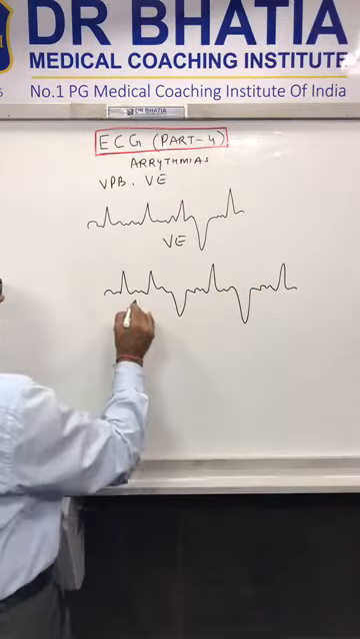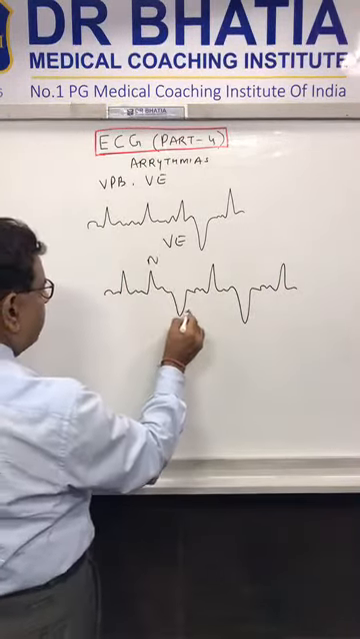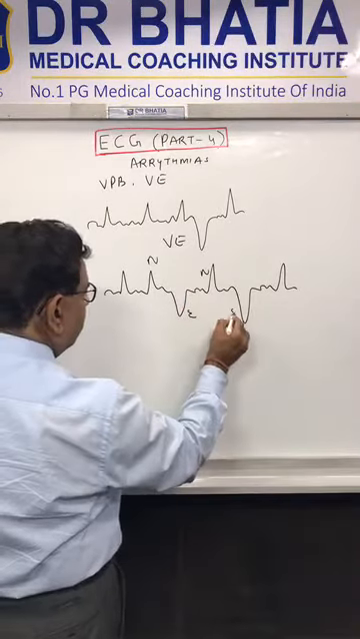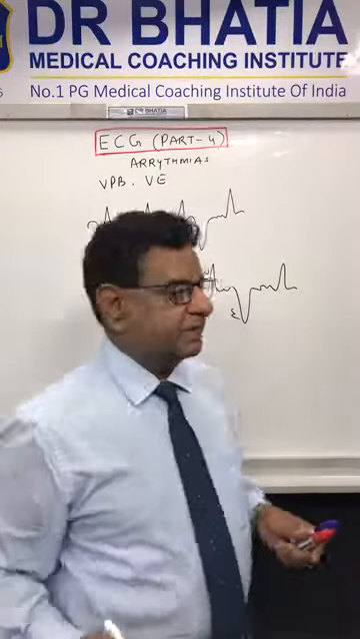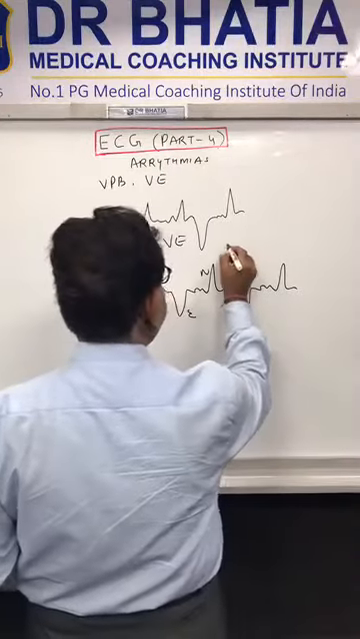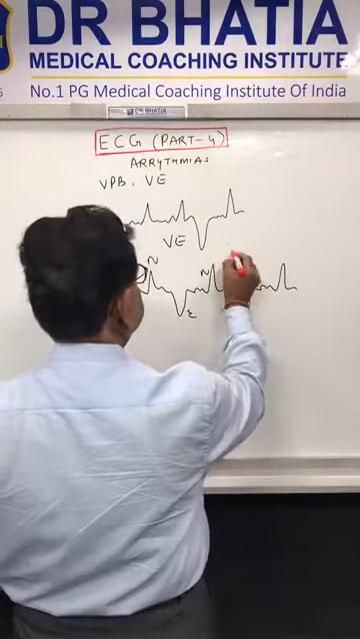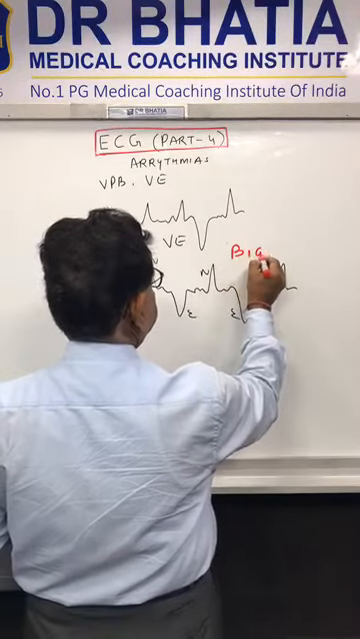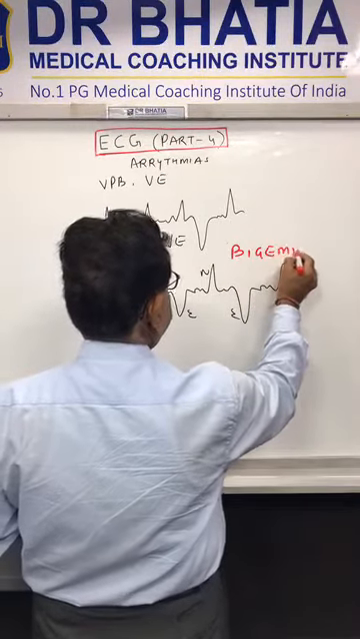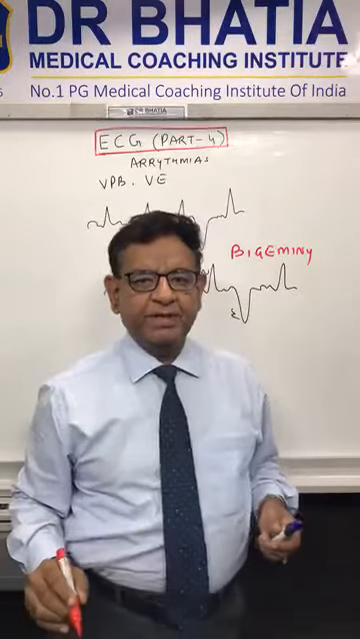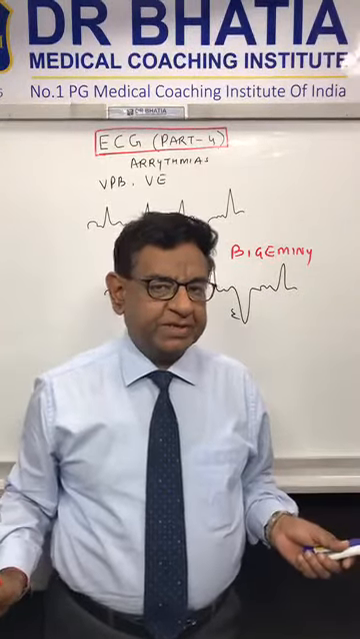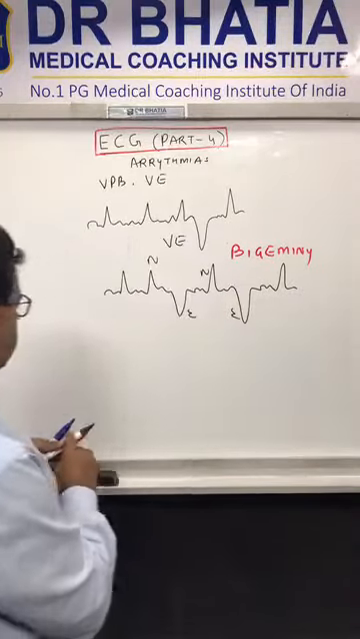Suppose we get like this. That means we are getting one normal, one ectopic, one normal, one ectopic. If we get like this, that is bigeminy. It is classically seen in digoxin therapy. It's a benign condition, nothing to worry about it.